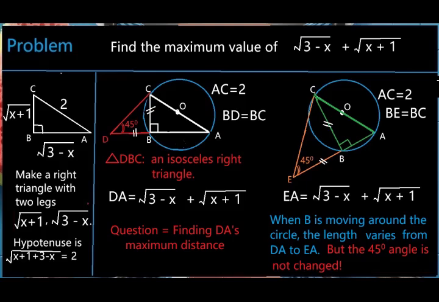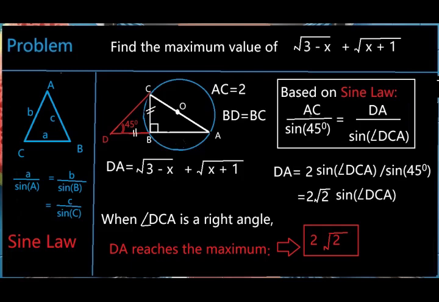As point B moves along the circle, the point D moves as well, causing the length DA to vary, from DA to EA. However, one key fact remains unchanged: the angle stays at 45 degrees. Then, what is the longest length? Using the law of sines, we find that the length DA depends on the sine of angle DCA. It becomes clear that DA reaches its maximum when angle DCA is a right angle. In that case, triangle DAC becomes an isosceles right triangle. Therefore, the maximum possible length of DA is 2 times the square root of 2.